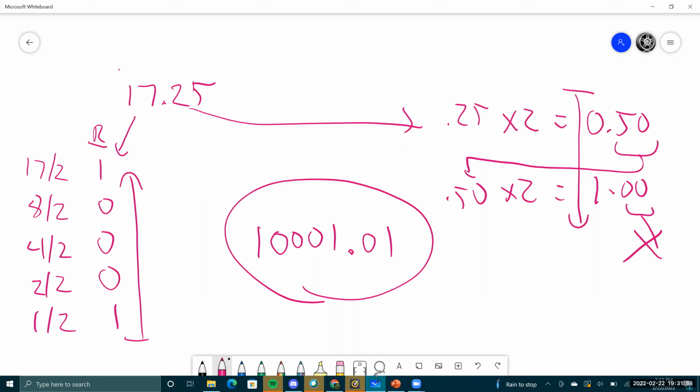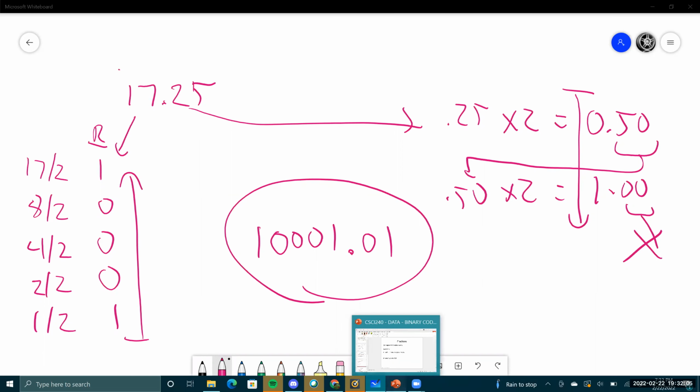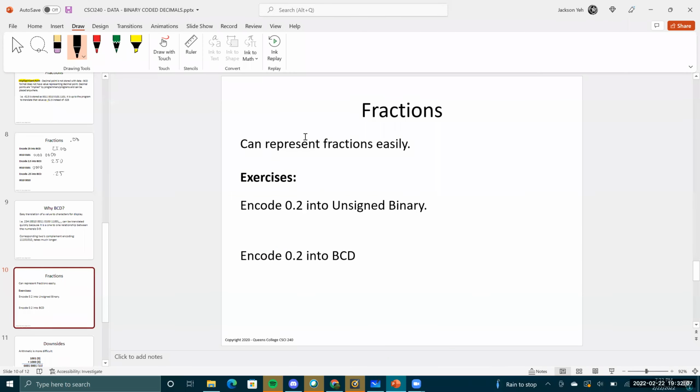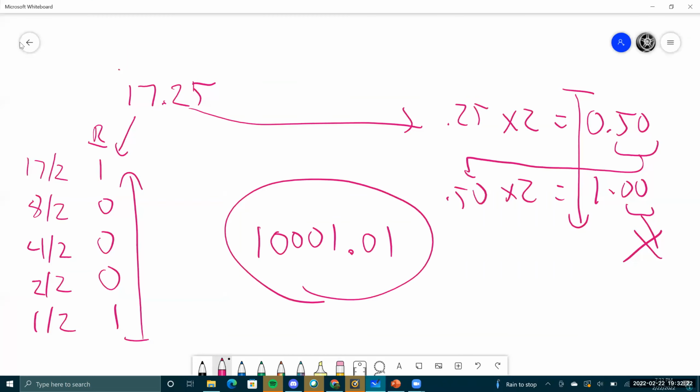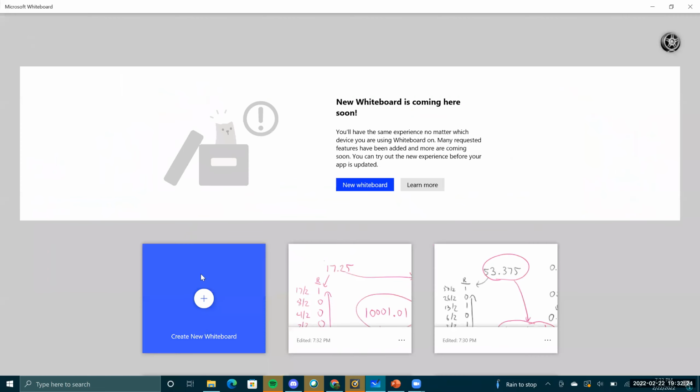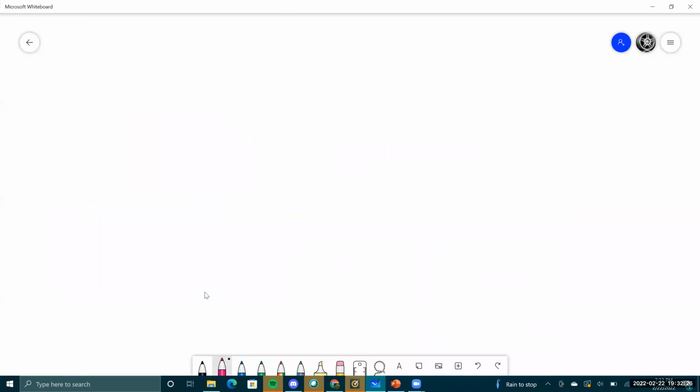Okay, so with that being said, now comes the question of why BCD. Why is BCD good for representing fractions? Because you can represent fractions easily. So as an example here, or the exercise, we want to encode 0.2 into unsigned binary. Okay, so using the method we just showed you, I'm going to try to encode 0.2 into binary.